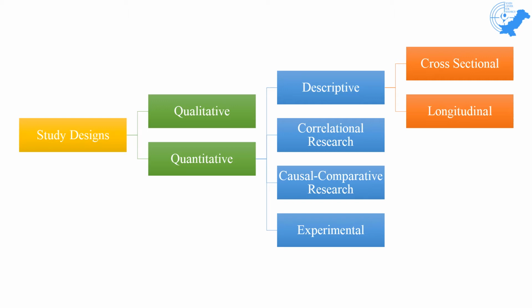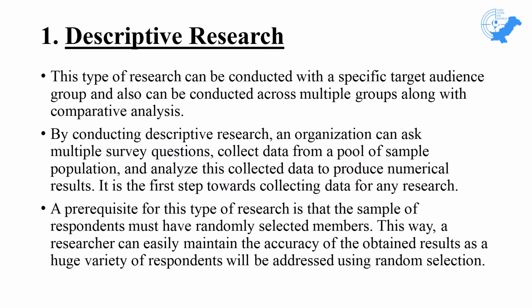design in different studies. So the study designs are divided into two, that is qualitative and quantitative. In this module, we are focusing on quantitative research. Quantitative research study designs are divided further into four parts, that is descriptive, correlational, causal and comparative research, and experimental. And the descriptive is further divided into cross-sectional and longitudinal research. Now moving towards the first type of research, that is descriptive research.